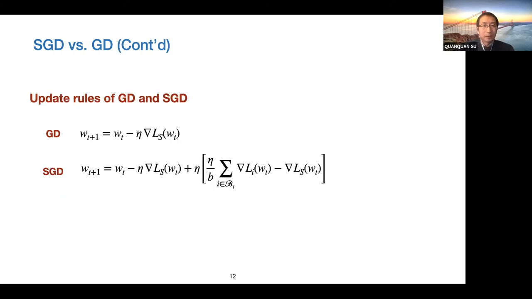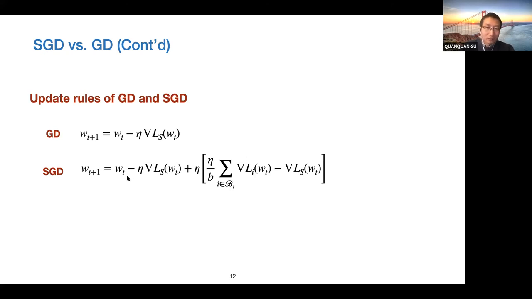In order to build some connections between gradient descent and stochastic gradient descent, we can write the rule of stochastic gradient descent in this way. It basically just minus and then plus the full gradient, so this term can be canceled out.